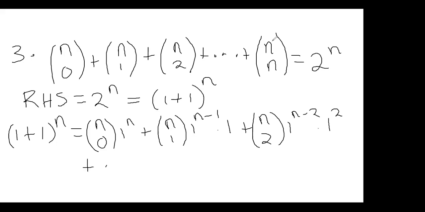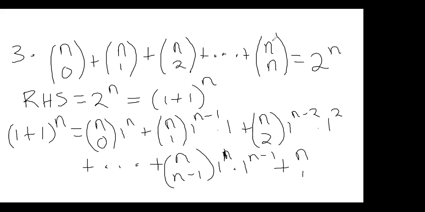This goes on and on until we reach n choose n minus 1, 1 to the power n, 1 to the power 1, times 1 to the power n minus 1. Then finally, n choose n, times 1 to the power n. So when you look at that, whenever you raise 1 to any power, you still get 1 back. And so you get back what's on the left-hand side. So it just gives you back n choose 0, plus n choose 1.